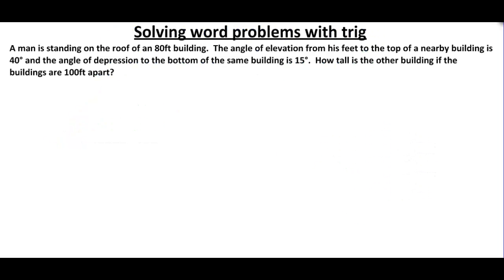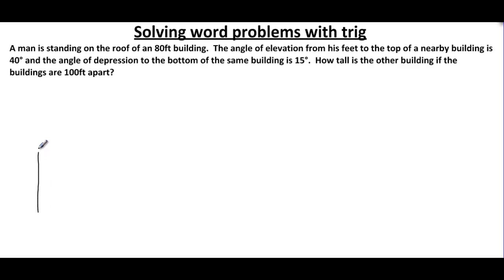So let's go through one example, and I'm going to show you an example of elevation and depression problems within the same problem. So a man is standing on the roof of an 80-foot building. The angle of elevation from his feet to the top of a nearby building is 40 degrees, and the angle of depression to the bottom of the same building is 15 degrees. How tall is the other building if the buildings are 100 feet apart? So that's a lot of information, but I always find drawing a picture is best.